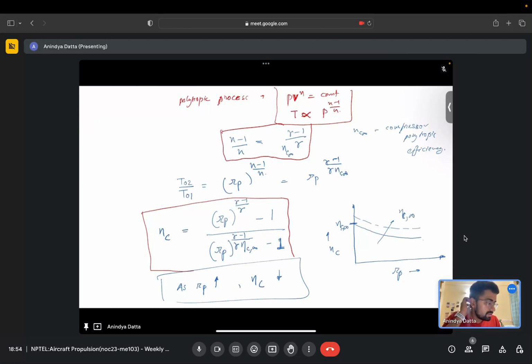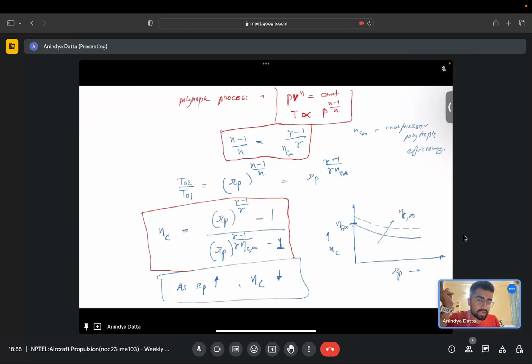Okay, and we get this plot: when pressure ratio increases at a given value of polytropic efficiency, the compressor isentropic efficiency decreases. So the question was, for a given gas, meaning gamma is constant, and a polytropic efficiency of the compressor, we are given a value of polytropic efficiency and a value of gamma. In that case, the isentropic efficiency decreases with increasing pressure ratio. Okay, for turbine it is opposite.